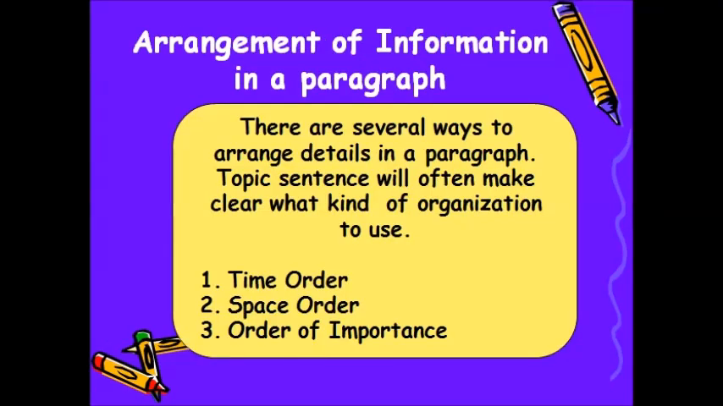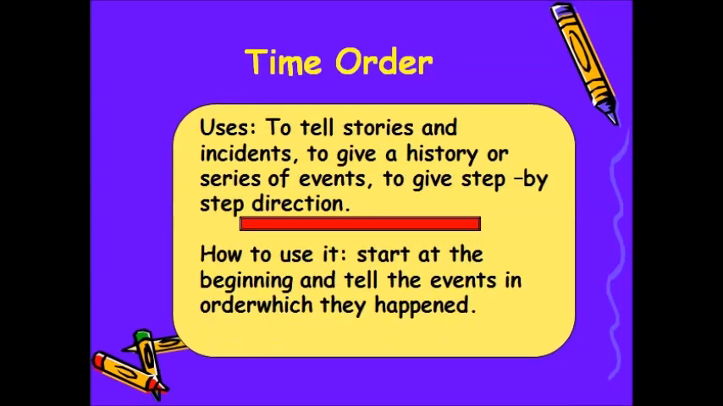There are several ways to arrange details in a paragraph. The topic sentence will often make clear what kind of organization to use. For example, time order, space order, and the order of importance. So the first order is the time order. How do we use time order?